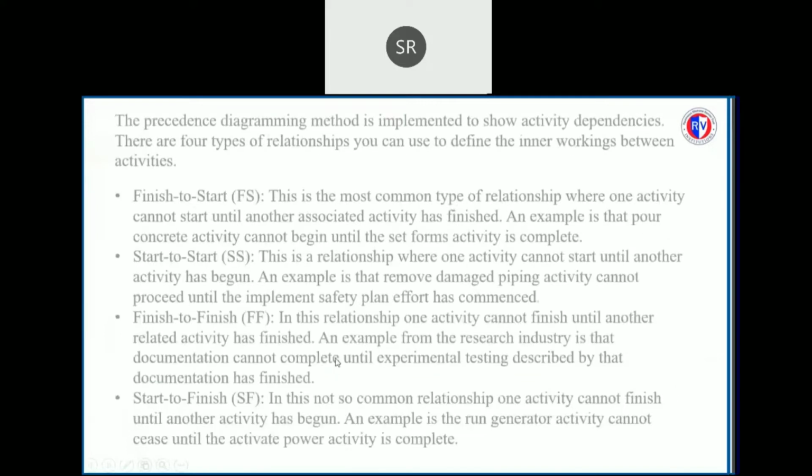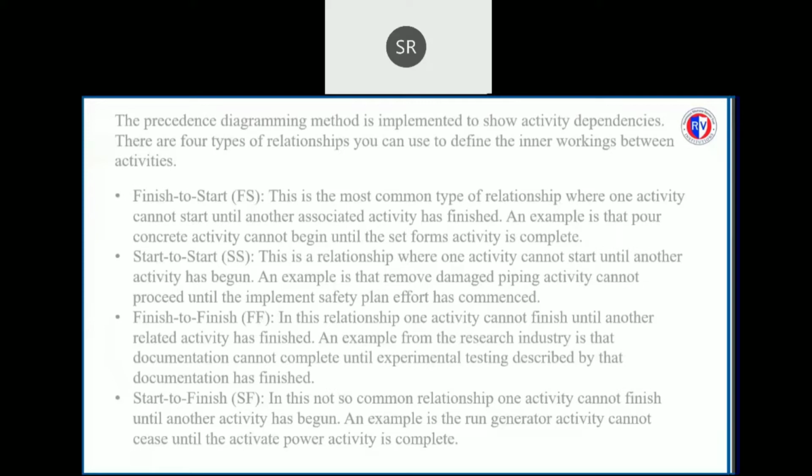There are four such relations. The first one is the finish to start relationship. It is the most common type of relationship, where one activity cannot start until the associated activity has finished. For example, a pouring concrete activity cannot begin until the set forms activity is complete. Start to start: this relationship is where one activity cannot start until another activity has begun. For example, a removing damaged piping activity cannot proceed until the implementing safety plan activity has begun.